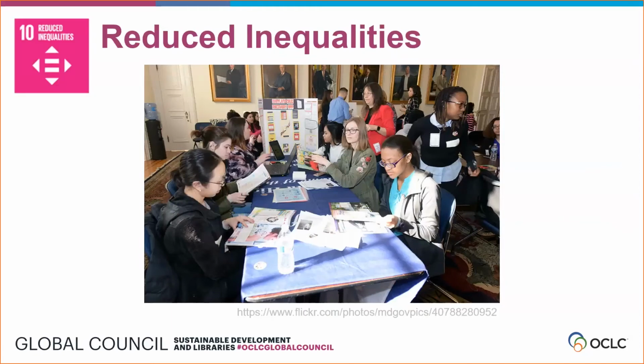SDG 10 deals with reducing inequalities. Because they generally serve diverse parts of their communities, libraries can help reduce inequality by working to elevate parts of the community that might be economically, politically, or socially marginalized. Academic libraries, for example, commonly work with first-generation college students to help them become successful in college.